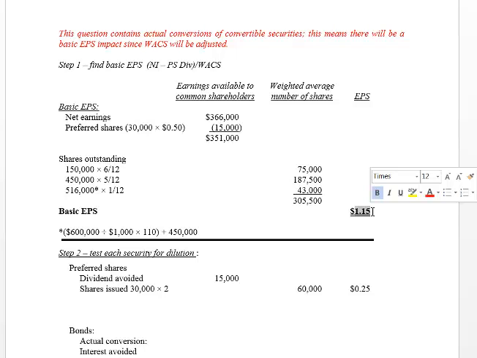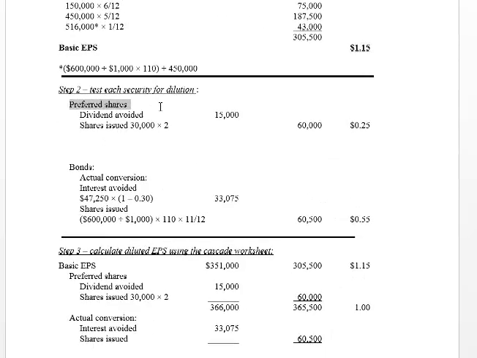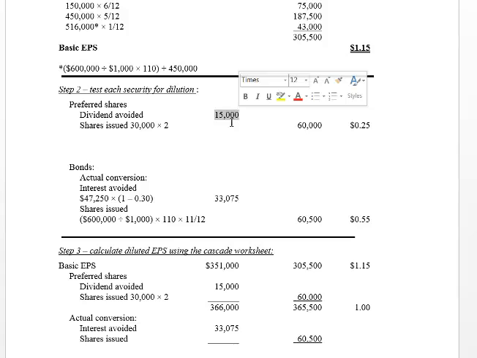So now what we want to do is compare all of the convertible securities, their EPS impact. We want to compare that to the basic to see whether or not these securities are in fact dilutive. So let's do step 2. Here in step 2, I'm focusing first on the preferred shares, and you'll remember that none of them were converted. So we could have avoided paying out a full $15,000 in dividends and have that available to common. Now, how many shares would have been issued if we had converted the preferred shares at the earliest opportunity during the current year? And that would have been January 1st, because the preferred shares were outstanding all year.